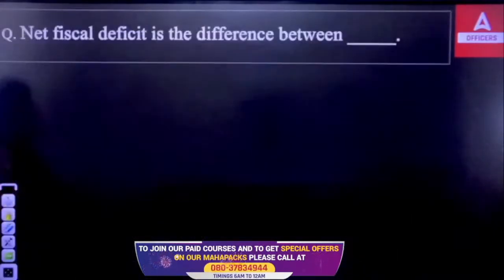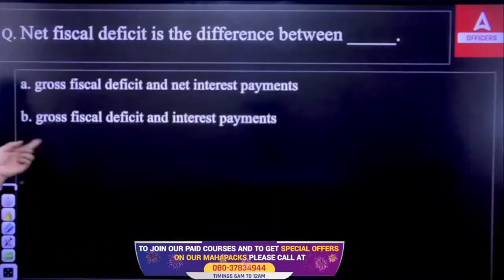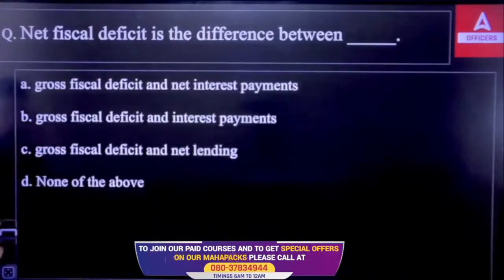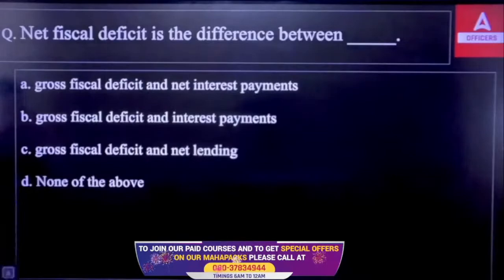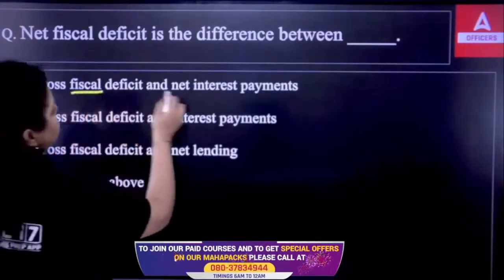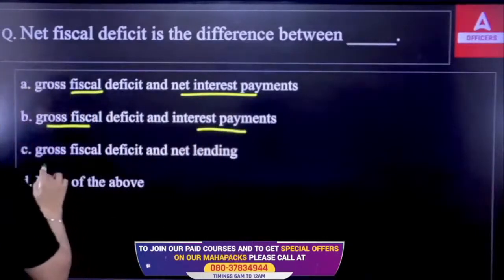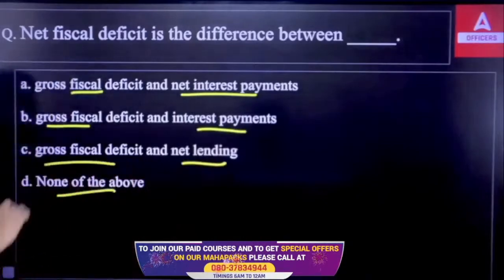Next question. Net fiscal deficit is the difference between what? Now, fiscal deficit we have seen after the budget: whatever the borrowing of the government, that will be known as fiscal deficit. The options are: gross fiscal deficit minus net interest payment, gross fiscal deficit and interest payment, gross fiscal deficit and net lending, none of the above.